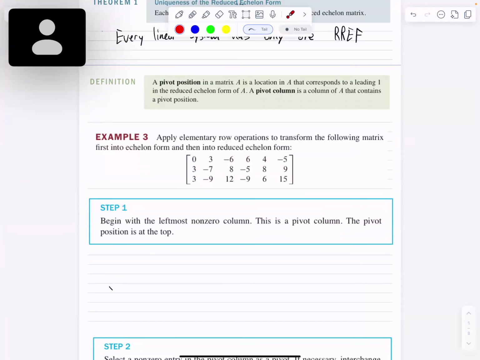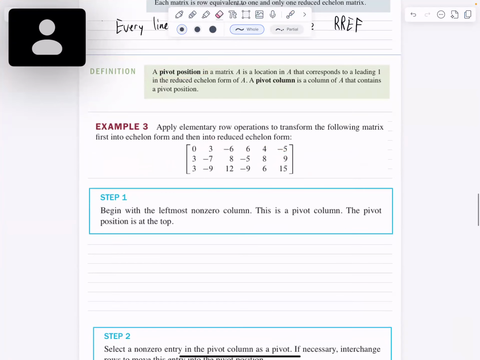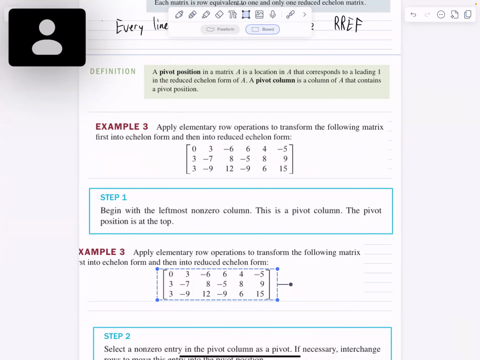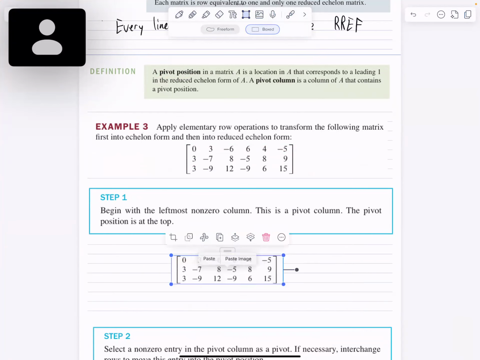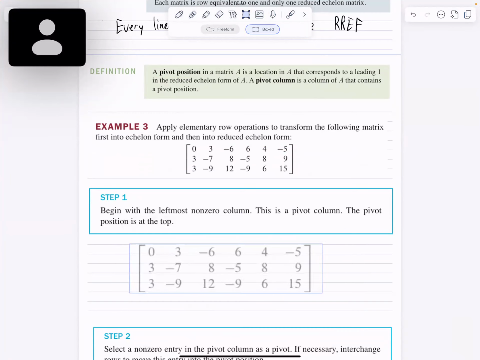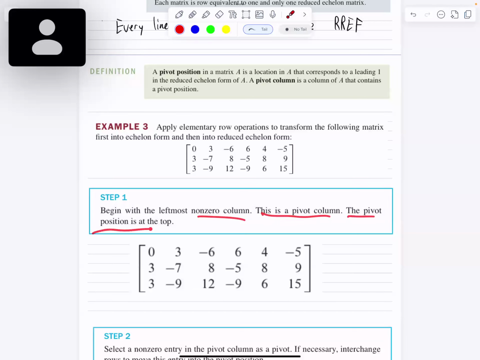There's an algorithm, basically using these pivots, to always get any matrix into its reduced row echelon form, and that will give us a solution. We're going to follow that for this particular matrix right here. I don't want to keep writing it, so I'm just going to copy and paste the image of it. Okay, here's our matrix. Step one: begin with the leftmost non-zero column. This is a pivot column. The pivot position is at the top.